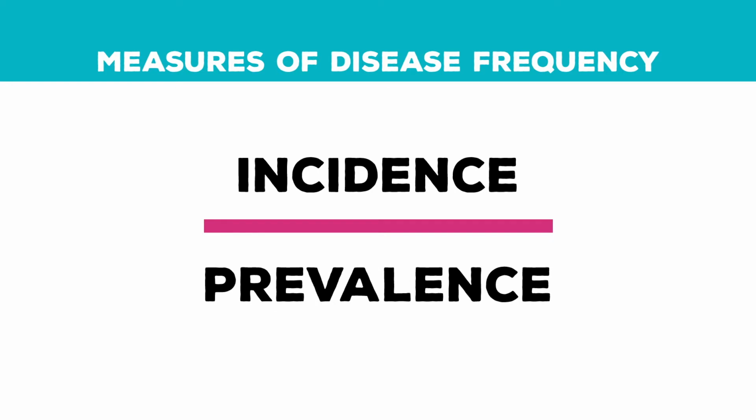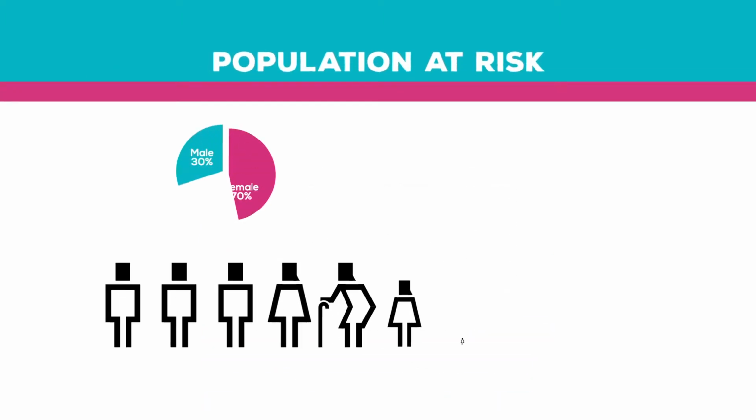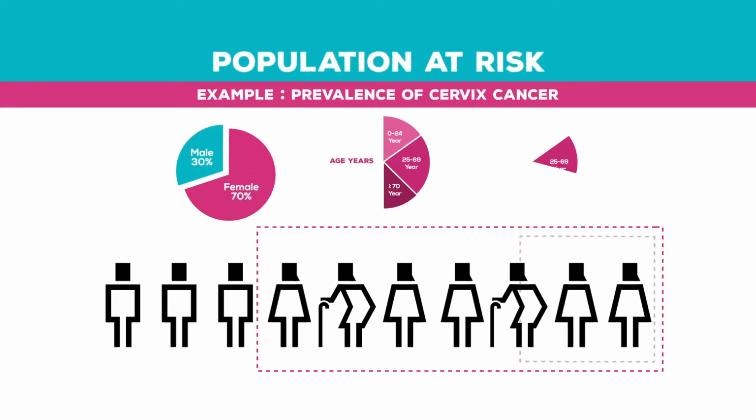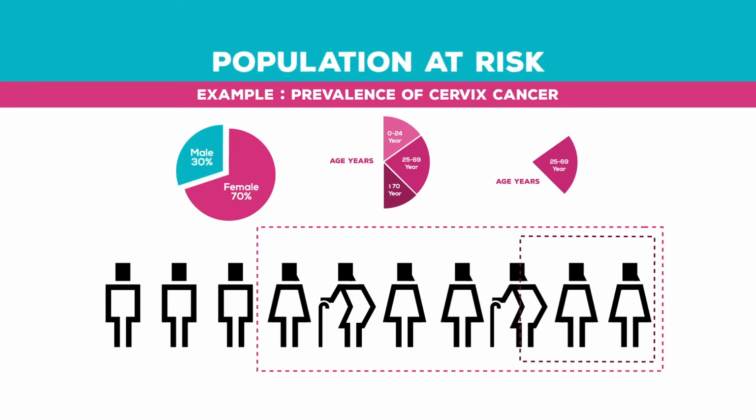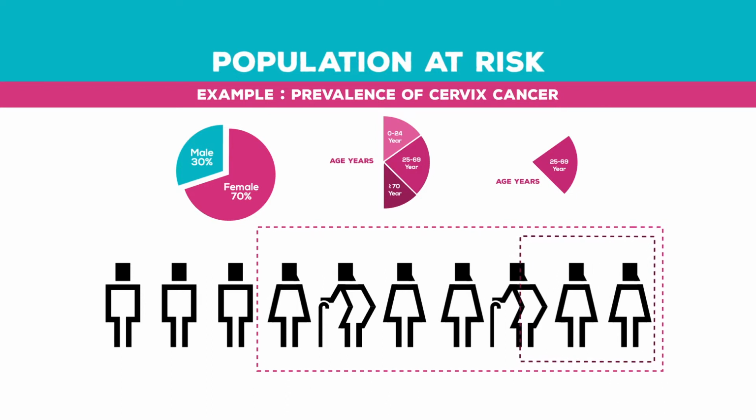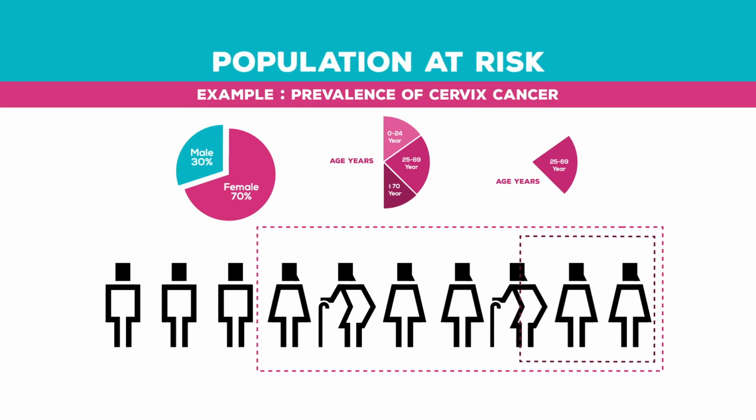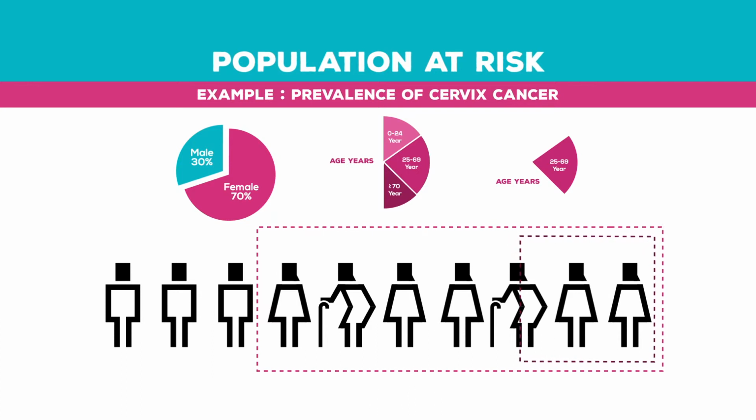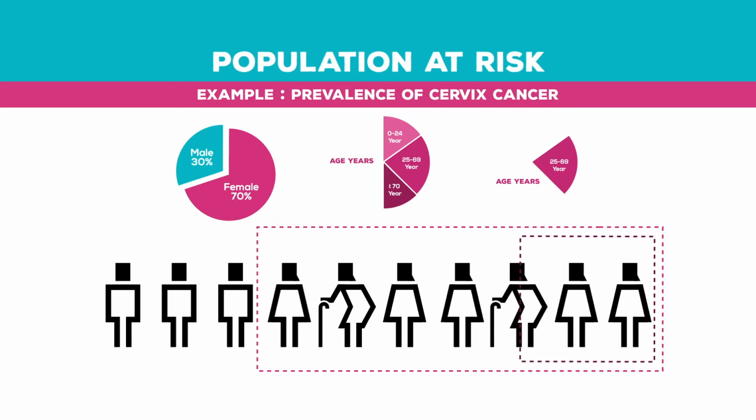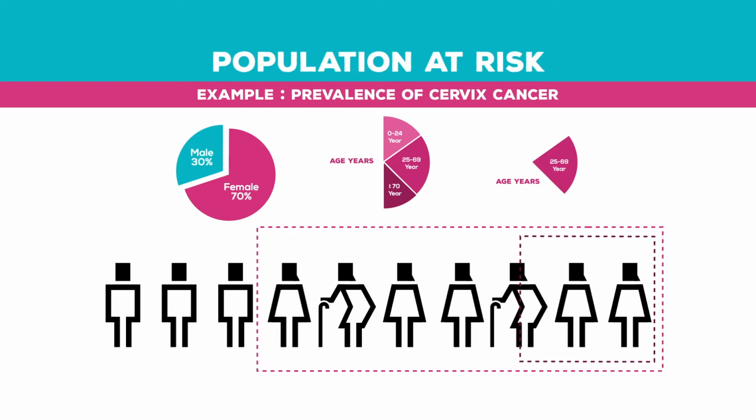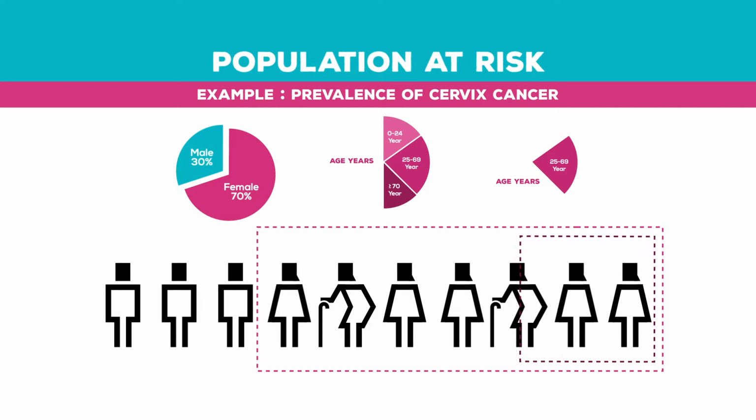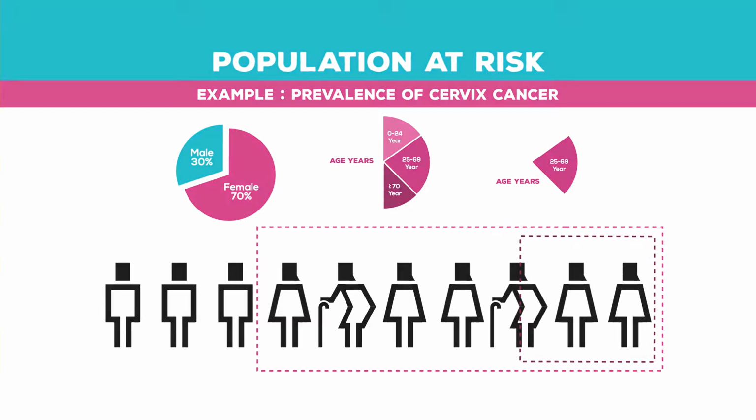Before we describe how to calculate the incidence and prevalence, the population at risk needs to be understood first. Population at risk is a group of people who could be counted as a case. The importance of considering population at risk is illustrated by an example. In a study of the occurrence of cervical cancer, the population at risk would be females whose age can develop cervical cancer, like females aged 25 to 69 years.